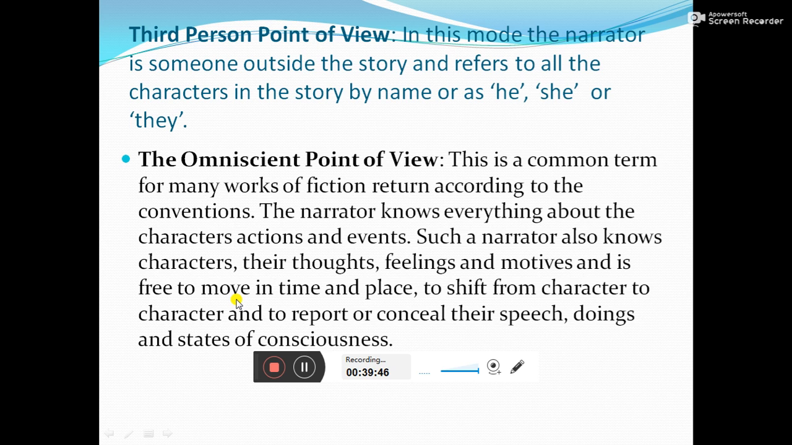Such a narrator can talk about the past, the present and sometimes even the future. At the same time, because he is not a participant or character in the novel, he can freely move from one place to another. He is again free to shift from character to character and to report or conceal their speech. He can report their dialogues, he can tell what they are talking about. At the same time, he can hide what they speak, their doings, their actions, and most importantly, he also talks about their state of consciousness.